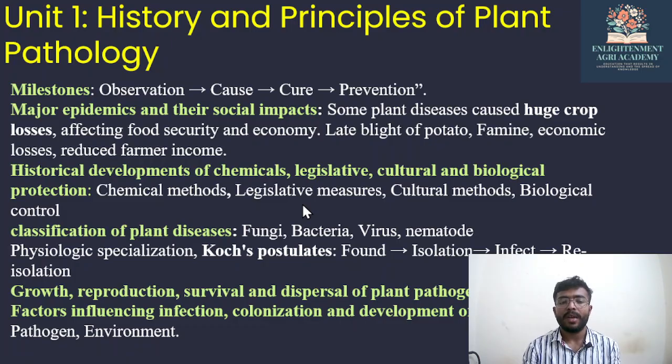These are the factors influencing the infection, colonization, and development of symptoms. There is a triangle between the host, pathogen, and environment. Here the pathogen is required to have the ability to cause the disease, that means it has higher pathogenicity. The host is susceptible to the pathogen. And the environment is the favorable environment needed for the disease development.